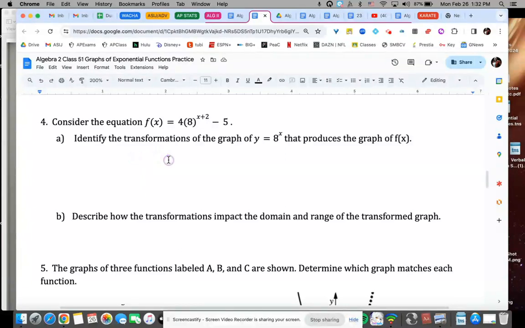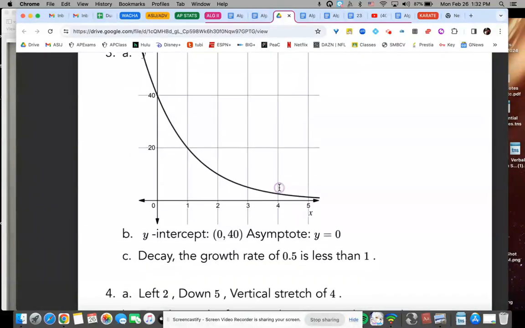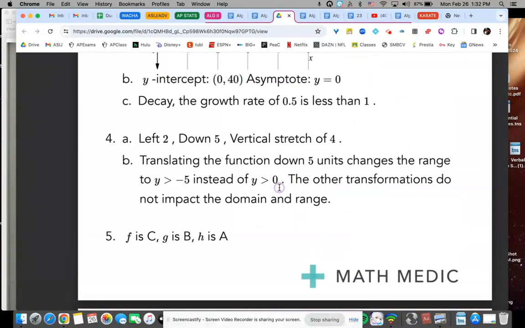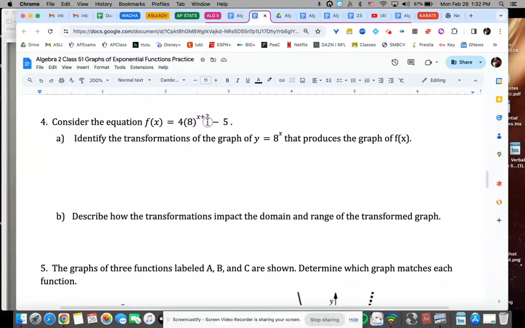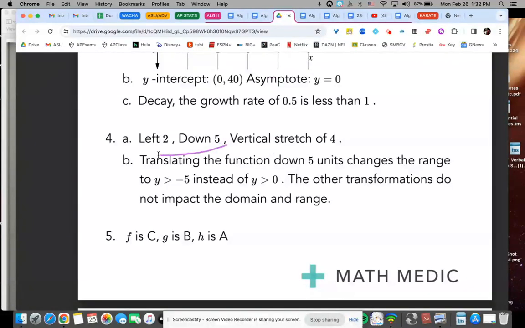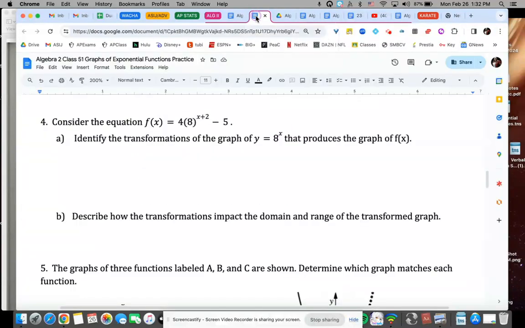Instead of writing it all, I'm just going to pop over here real quick. So you can see they say vertical stretch of 4. And then we already talked about the +2 is to the left 2, and then the -5 is down 5. So you can see here, down 5, left 2. So you're just writing out what they do. Okay, identify the transformations. Done.